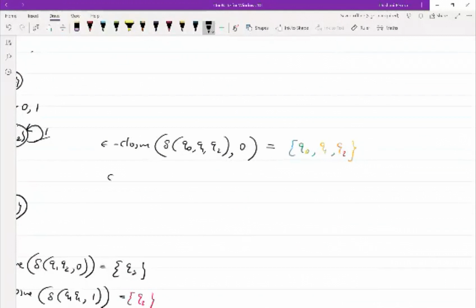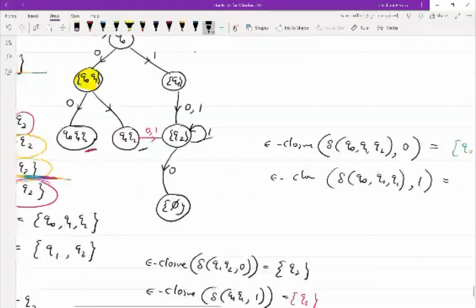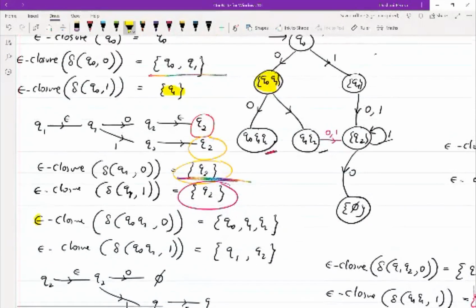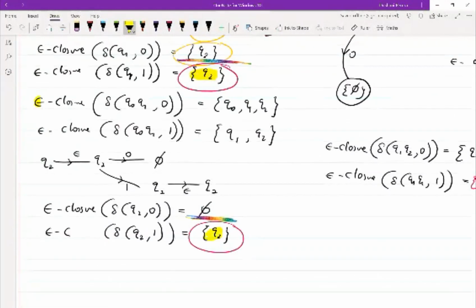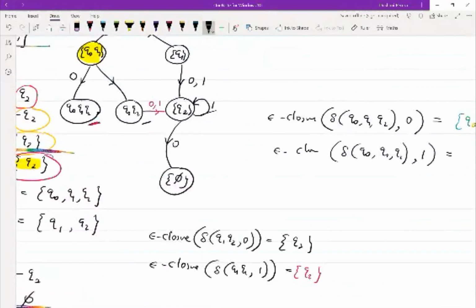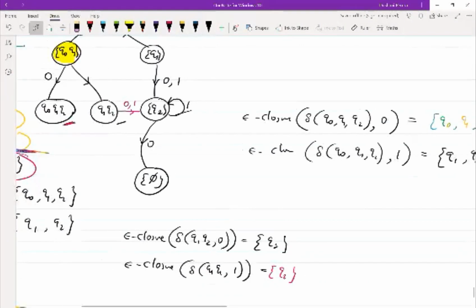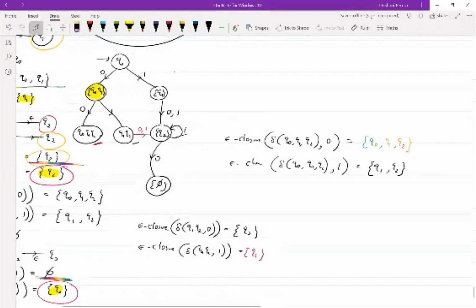Then finally, the epsilon closure of delta, the same state upon seeing the other alphabet symbol 1. What happens if I see 1? At Q0, if I see 1, I go to Q1. Here I go to Q2. Here I go to Q2. So the union will be Q1 and Q2. Now look at those two final answers, and let's extend the diagram.